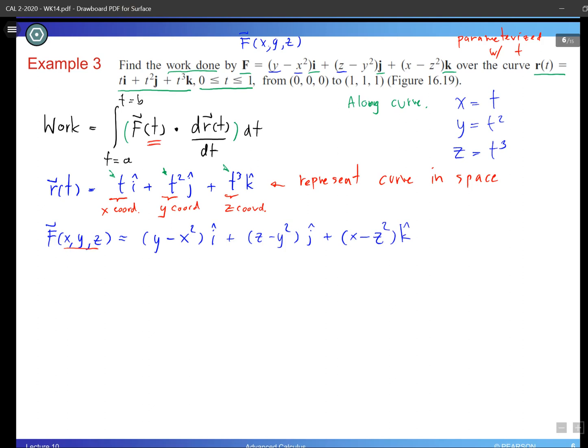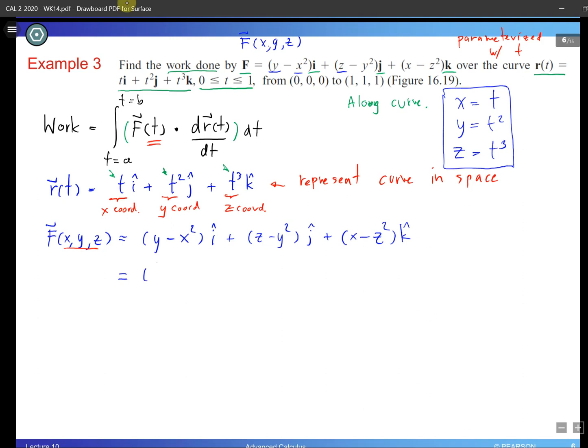So we are going to need to transform this force vector to be in terms of time. And we are going to use these relationships that we built earlier: x equal to t, y equal to t squared, and z equal to t cubed. So it's going to go down here. Equal to, y equal to t squared.